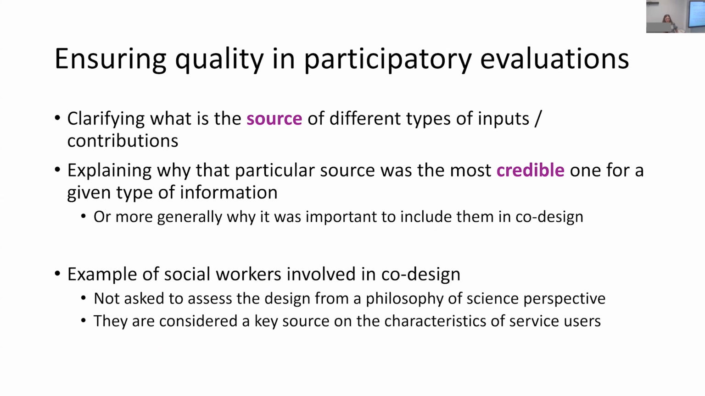So in my experience, and I always speak from an experience perspective, what's important here to ensure quality is, when you present information, clarifying what the source of the different types of inputs and information is, and explaining why that particular source was considered credible, actually the most credible one, for a specific type of information. For example, if social workers are involved, it's unlikely that they're going to be asked to assess the design from a philosophy of science perspective, but it's very likely that they're going to be the experts on the situation, for example the characteristics of the service users.